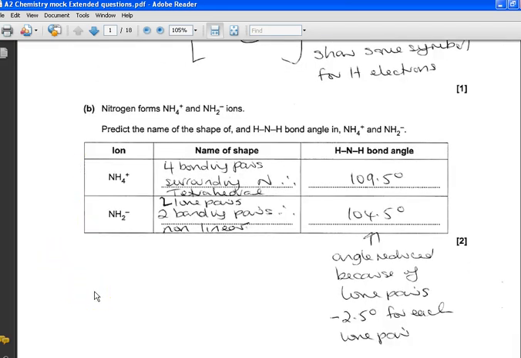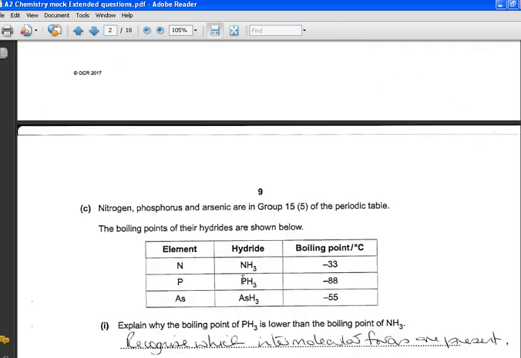And then you're asked about shapes here. Obviously this is AS stuff, so you had to make sure that you had revised your AS stuff. NH4 plus, you've got 4 bonding pairs surrounding nitrogen, so it's going to be a tetrahedral shape. Learn those bond angles. NH2 minus, so you've got 2 lone pairs and 2 bonding pairs this time, a bit like water, so non-linear or bent. And the bond angle, don't forget, is reduced by 2.5 degrees for each lone pair. So the bond angle is 104.5. Straightforward enough.